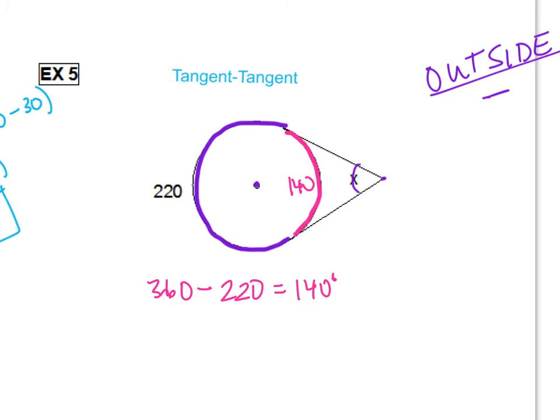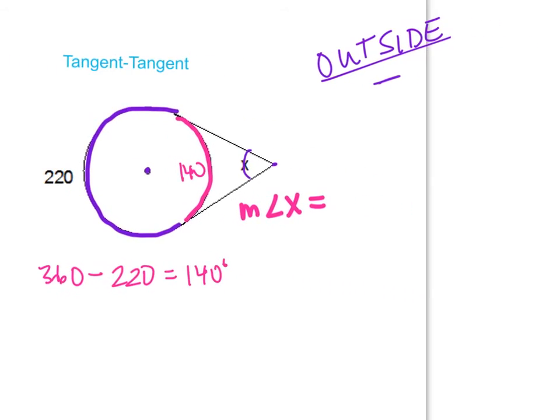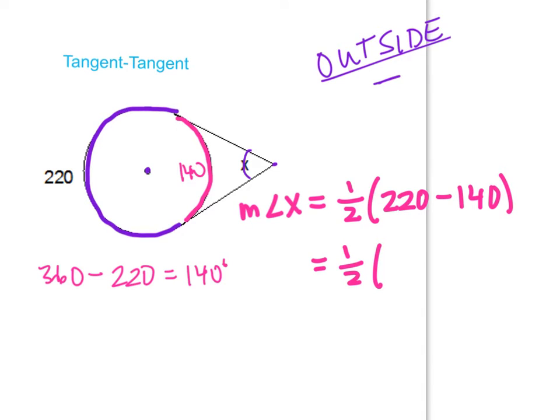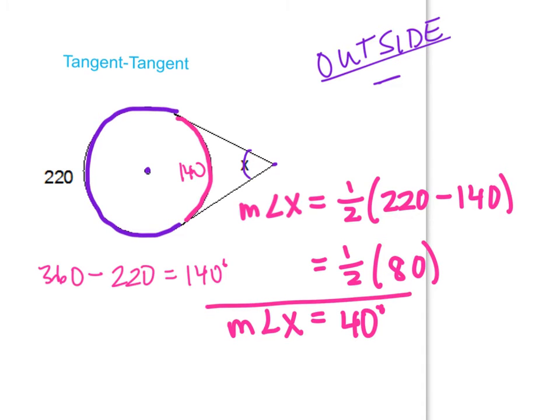All right, so the math that we're going to do, the measure of angle x is equal to, we're going to subtract, starting with the bigger arc. So we're going to take 1/2 times 220 minus 140, and then we just do that math. 220 minus 140 is 80, and then 1/2 times 80 is 40 degrees. So the measure of angle x is equal to 40 degrees.